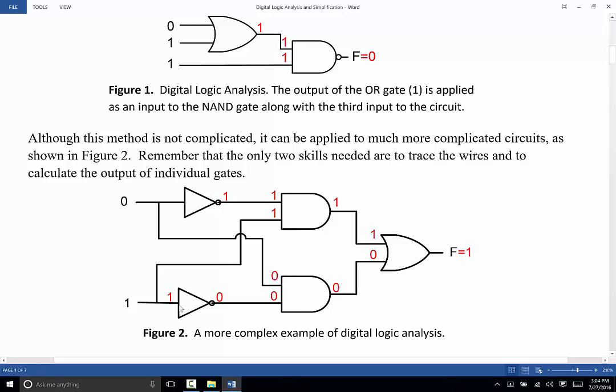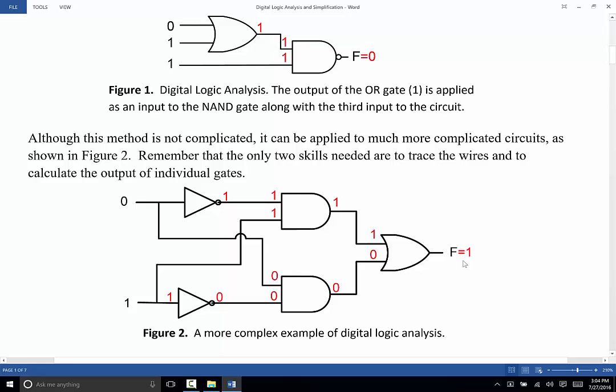That 1 also goes to this inverter, becomes a 0, and that 0 comes up here to the input of the AND gate. The second input to the AND gate, well, that's just the first input. And so there's a 0 ANDed with 0, that gives a 0. That 0 comes up here, this 1 comes over here, 1 OR 0, that's going to yield a 1.